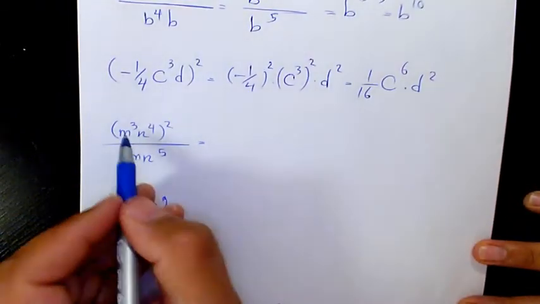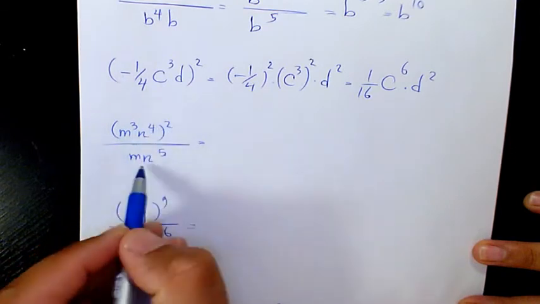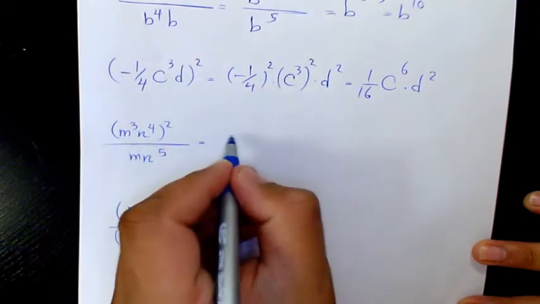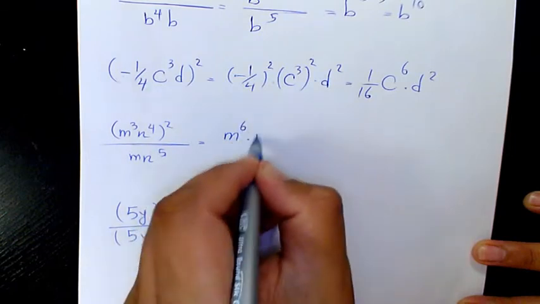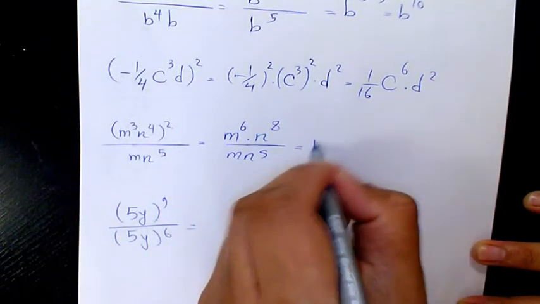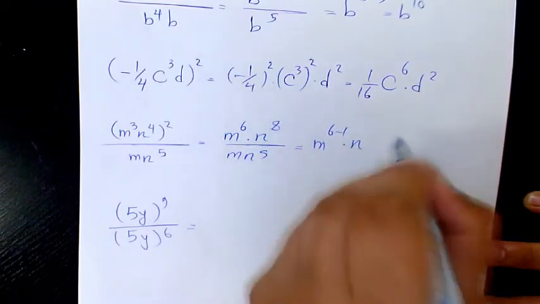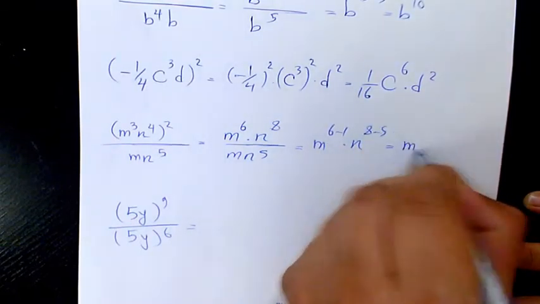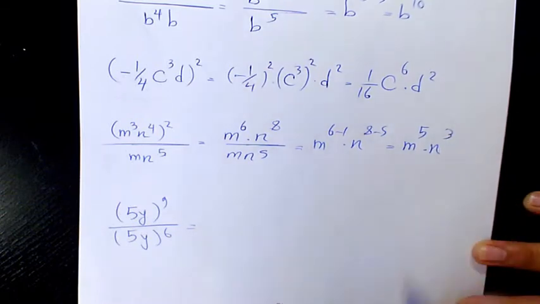Next one, m cubed to the power of 2 times m to the power of 4 to the power of 2, over m n to the power of 5. So that's going to be m to the power of 6 times m to the power of 8 divided by m n to the power of 5. So it's going to be m 6 minus 1, n to the power of 8 minus 5. So m to the power of 5, n to the power of 3.